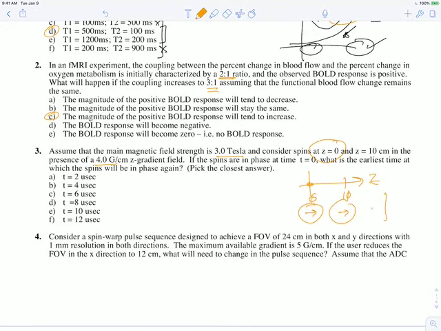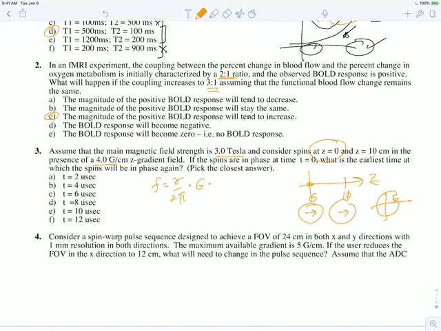But this guy is going to precess, and the question is, how long will it take till it precesses back to pointing in the same direction? Okay, so essentially, how long does it take to go one cycle like that? So that's what that question is asking. So we want to know the frequency of precession, right? So the frequency of precession is just going to be f equals gamma over 2 pi times the gradient, okay?